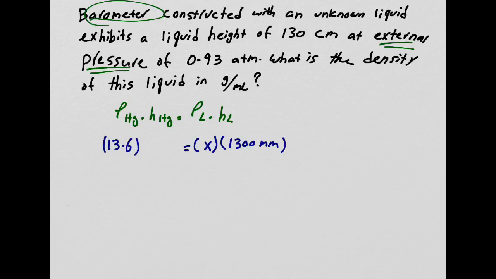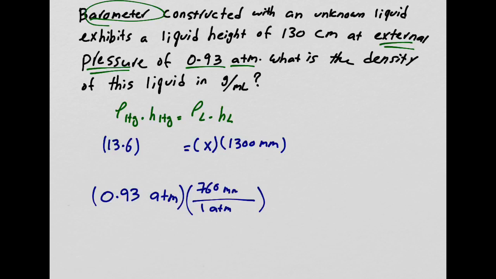Okay, except that is not given in the right unit. The unit they give us right now is atm. What do I need to do? I don't need atm. I need millimeters of mercury to plug it in. So 0.93 atm. Okay. Now 1 atm is 760 millimeters of mercury. So the atm cancels out. I end up with 706.8 millimeters of mercury.